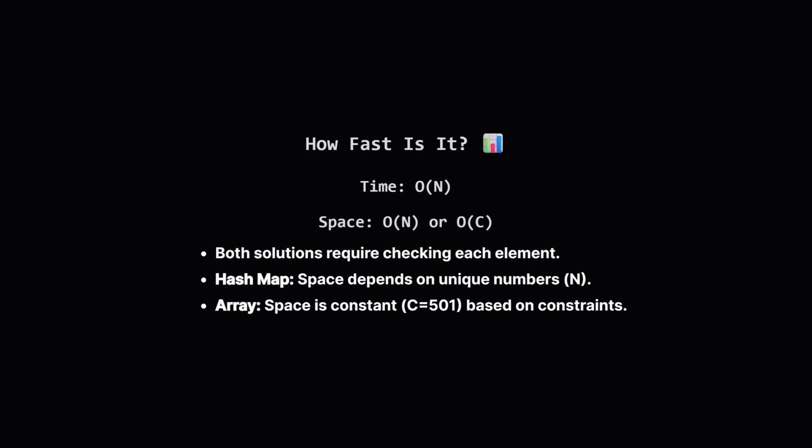So how do these two solutions compare in performance? For time complexity, both approaches need to look at every number in the input array at least once. So we can say they both run in big O of n time, where n is the number of elements in the array. For space, the hashmap approach uses space proportional to the number of unique numbers in the array. The array approach, on the other hand, uses a fixed or constant amount of space determined by the problem's constraints. In this case, an array of size 501. Both are very efficient for this problem.